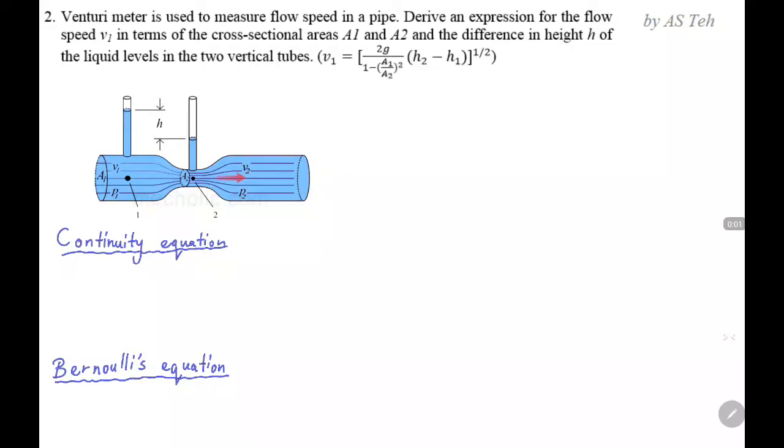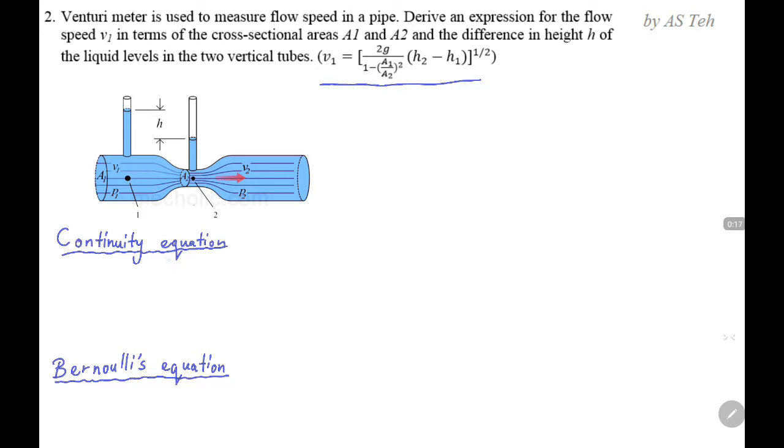Okay, in this question, we are supposed to prove that the velocity of the fluid going into area V1 is given by this expression here. So what we need to look at is the continuity equation and also Bernoulli's equation.